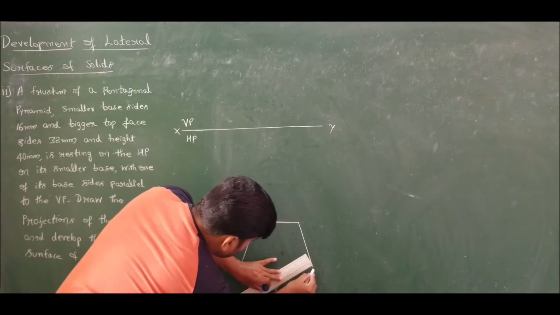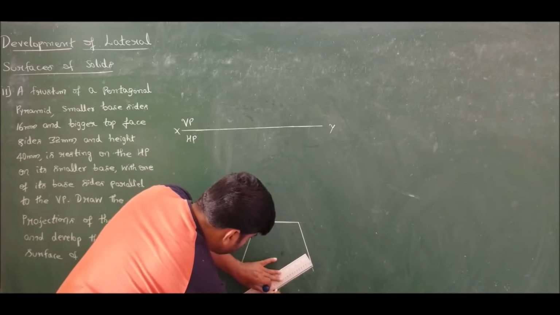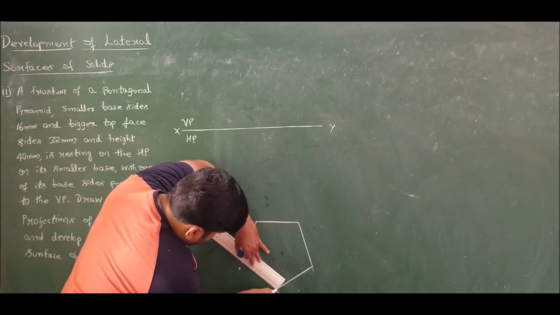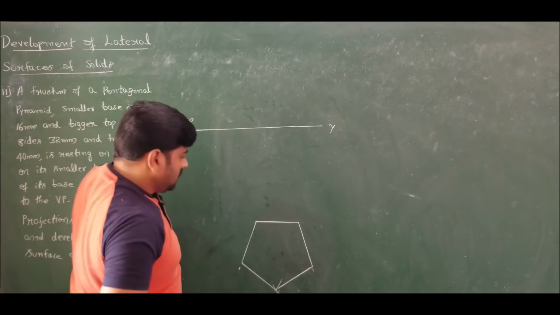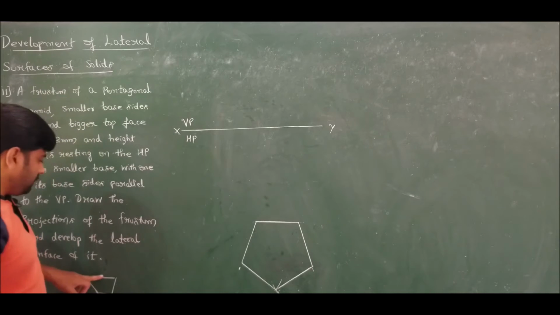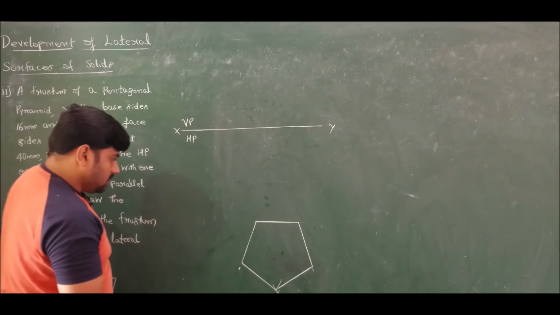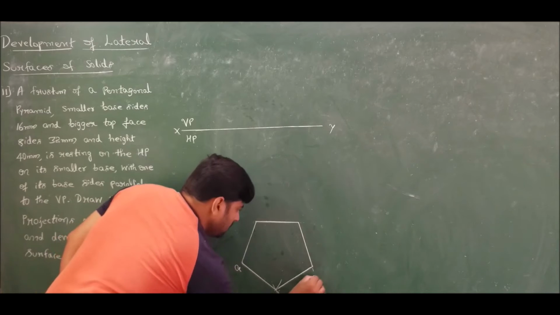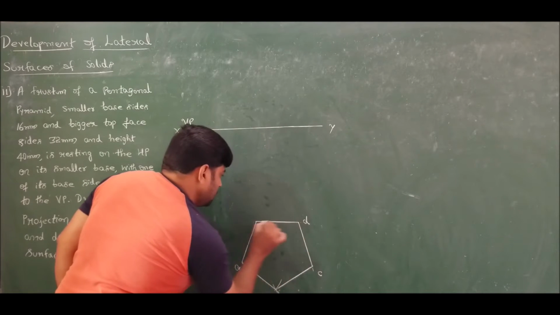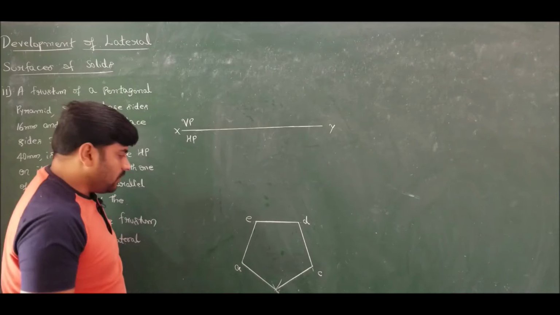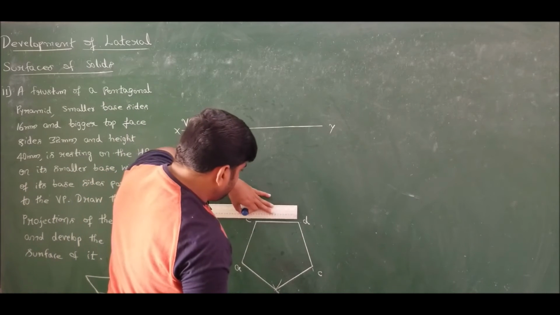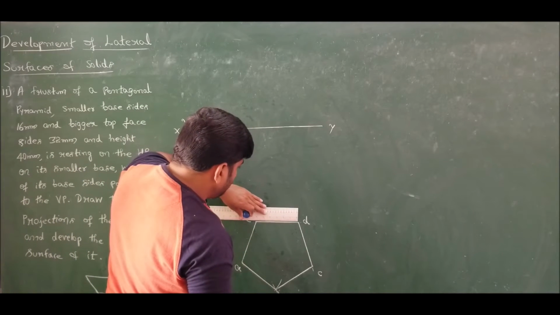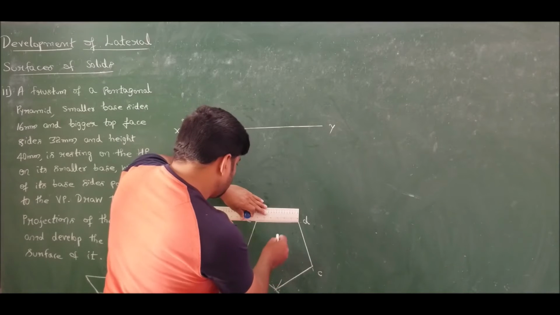So I have constructed the top view of the top face. This is the top face pentagon of 32 mm side. Let me mark this as A, B, C, D and E. Now identify the center by drawing a perpendicular bisector to the opposite side from each corner.